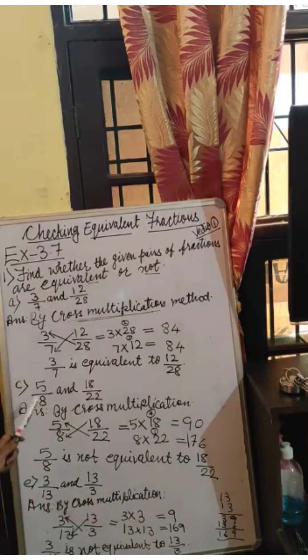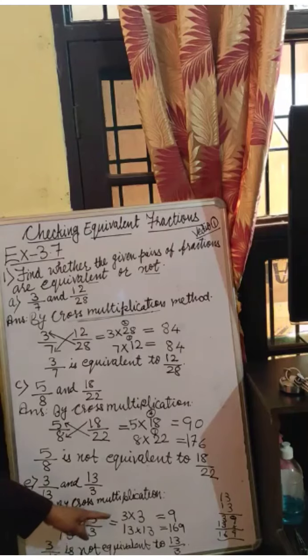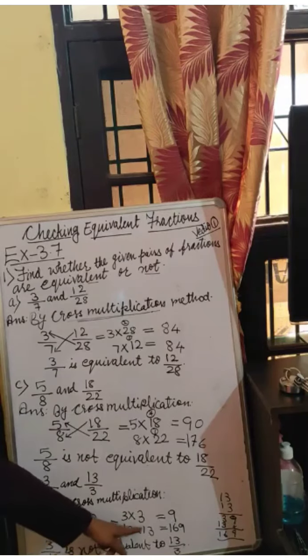And you will write this way. 3 upon 13, 13 upon 3. Then you have to put arrows to the numerator and denominator of the first fraction. So numerator of the first fraction is multiplied by denominator of the second fraction. Denominator of the first fraction is multiplied by numerator of the second fraction. So when you do this way, you will get two multiplication statements. One is 3 into 3 and second is 13 into 13.